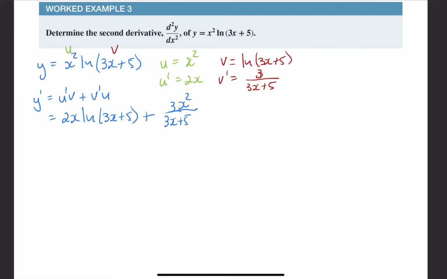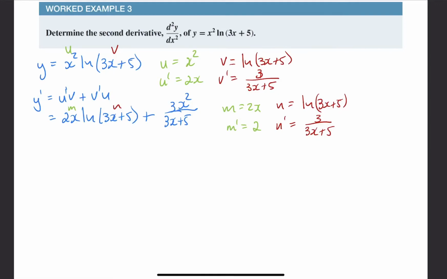I'm going to use different colors just to quickly show you what I'm going to do. I'm going to call this m, and I'm going to call this one n. If m equals 2x, then the derivative of m equals 2. If n equals the ln of 3x plus 5, then the derivative of n equals, as we've done at the top, 3 over 3x plus 5. So that is for that part.